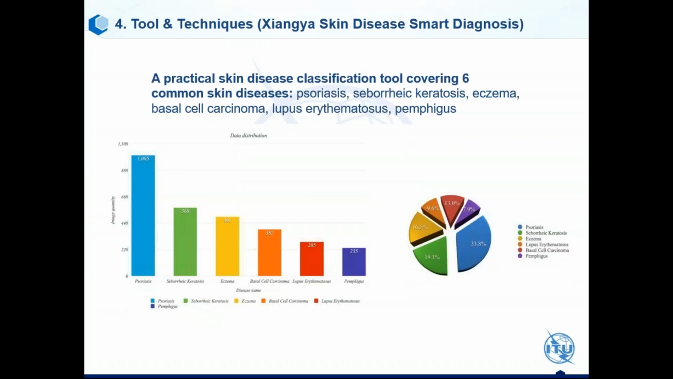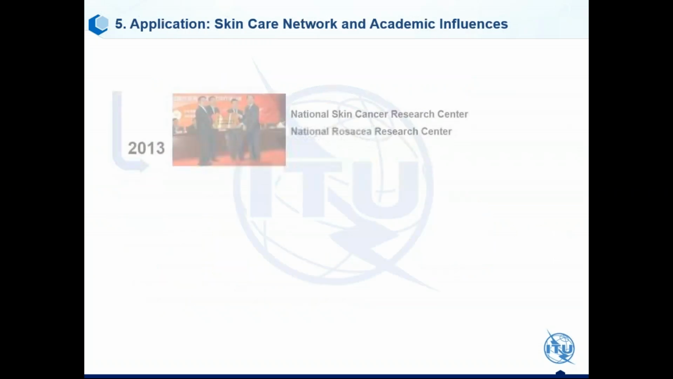And then we have the practical skin disease classification tool covering 6 common skin diseases. And currently it is in the trial process. But we can't really say it is already fully deployable. It's still a long way to go, because every time we have to get that.